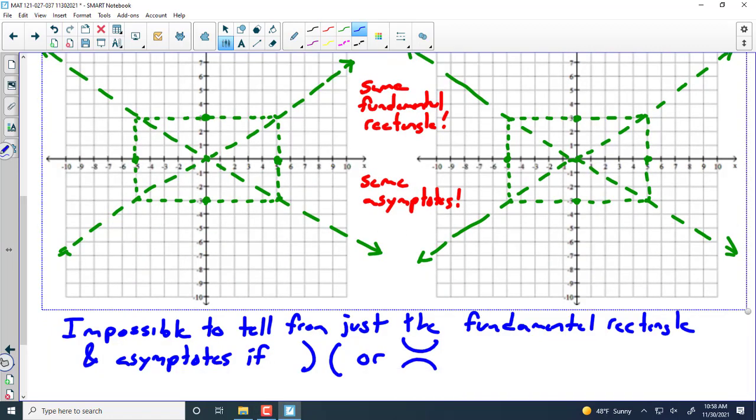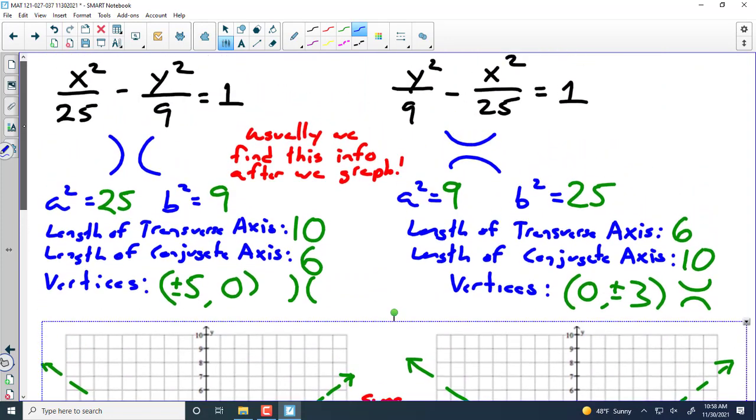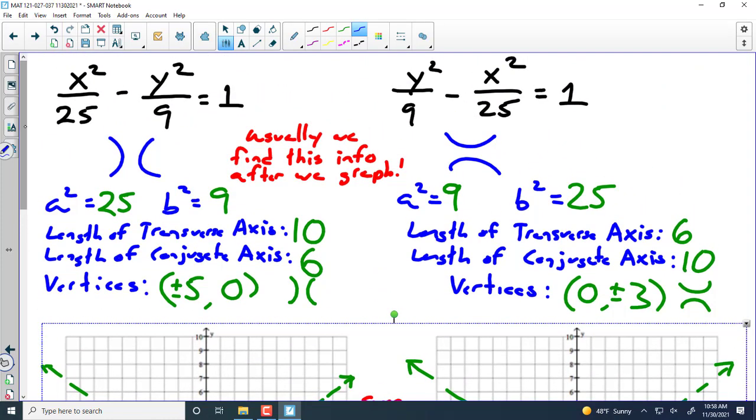The other thing that's interesting is just the fundamental rectangle and the asymptotes, just those pictures, are not enough to tell you which way the hyperbola opens. You have to know what the original equation looked like, because you have to know what comes first, the x squared or the y squared. So if I just put these two pictures up here and said finish the hyperbolas, you actually can't do it. You've got a 50-50 chance of getting it right, but you're not for sure if you're doing it right. So you do have to know in the initial equation what came first, x squared or y squared, and that will tell you which way it opens.